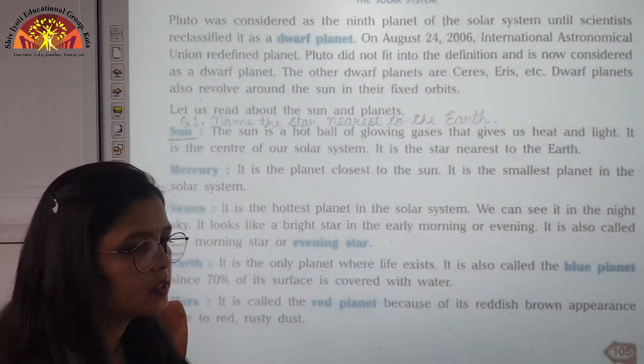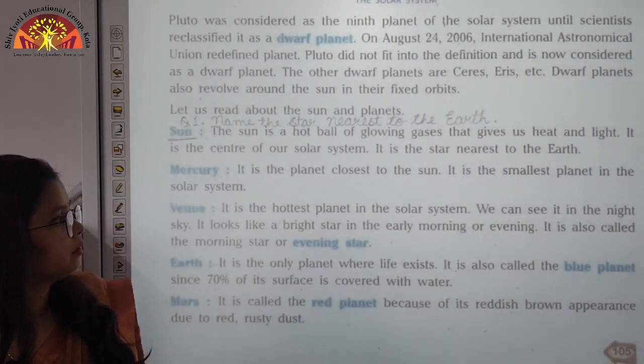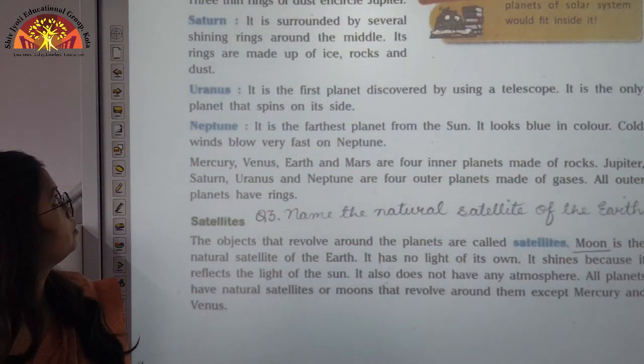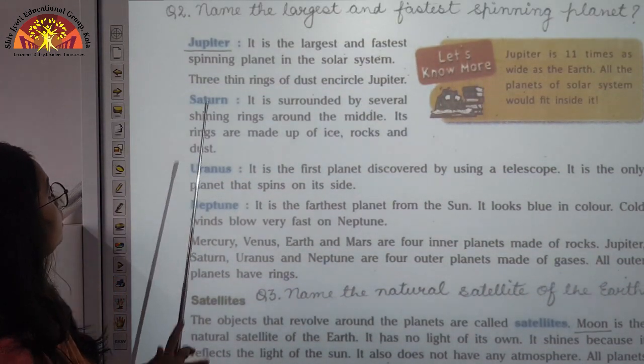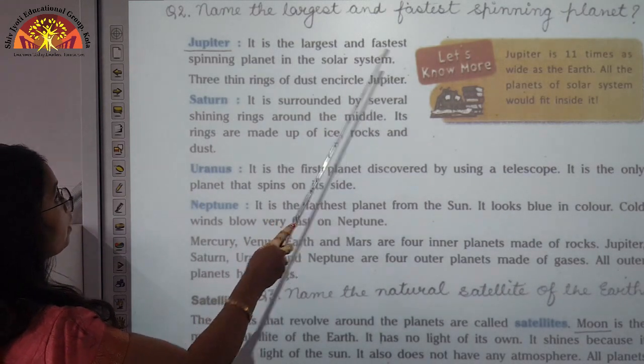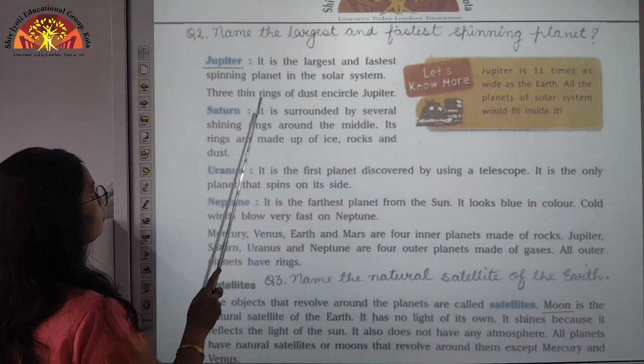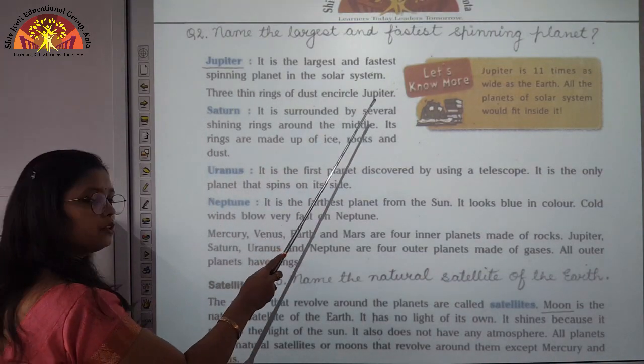Now we move to the next planet after Mars, planet Jupiter. So children, it is the largest and fastest spinning planet in the solar system. 3 thin rings of dust encircle Jupiter.